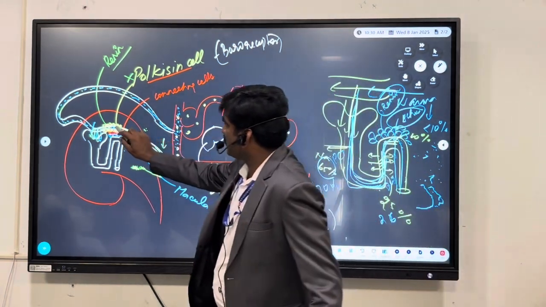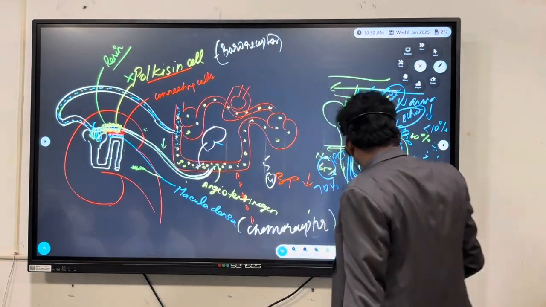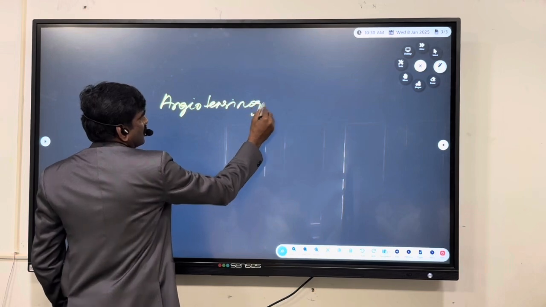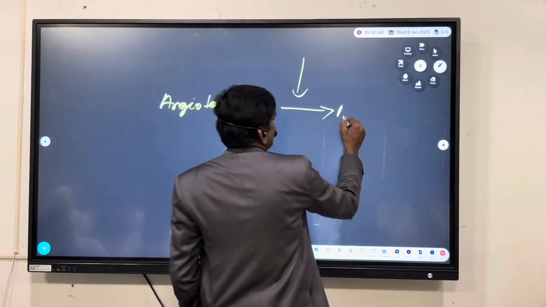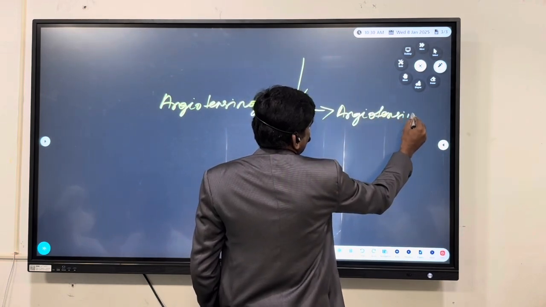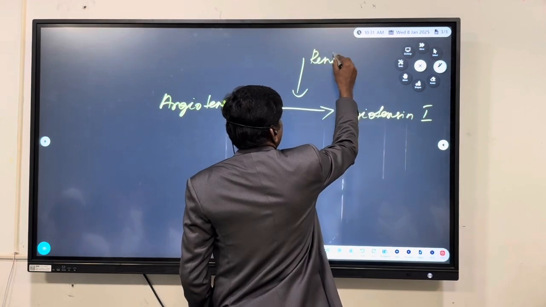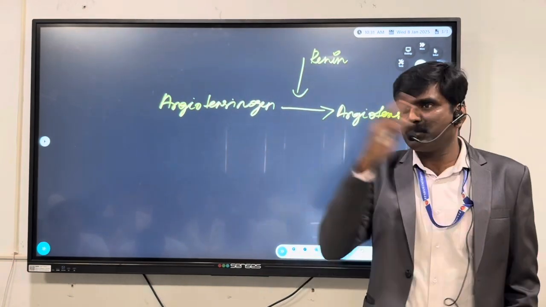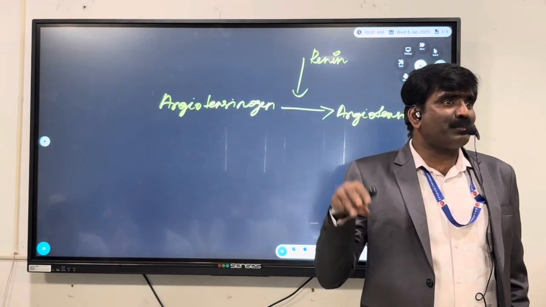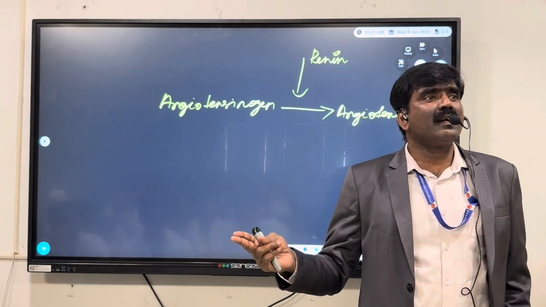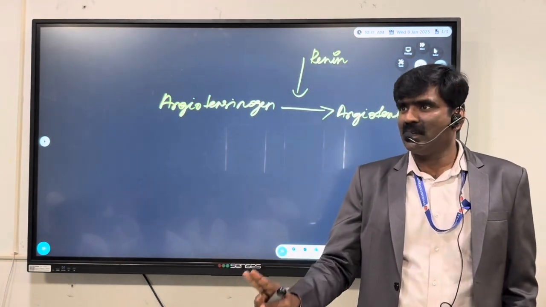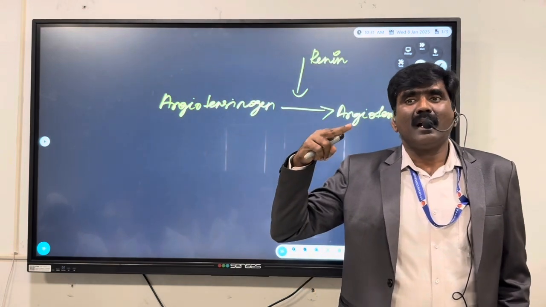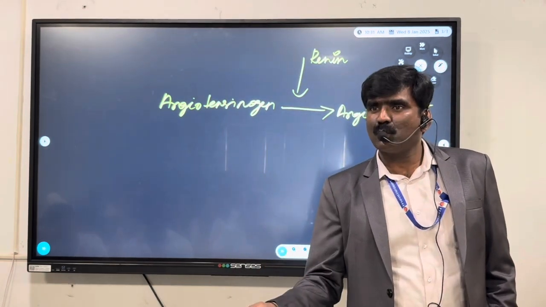So now what happened? Renin has come into the circulation, right? Angiotensinogen will convert into angiotensin 1 in the presence of renin. What was there earlier? In the blood, angiotensinogen was already there in circulation, right? But because the pressure decreased, what did the kidney release? The juxtaglomerular apparatus released renin. Now renin came into the blood circulation. Renin mixed with angiotensinogen and converted angiotensinogen into angiotensin 1.